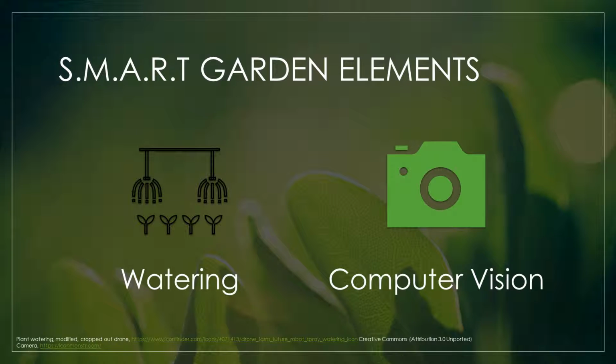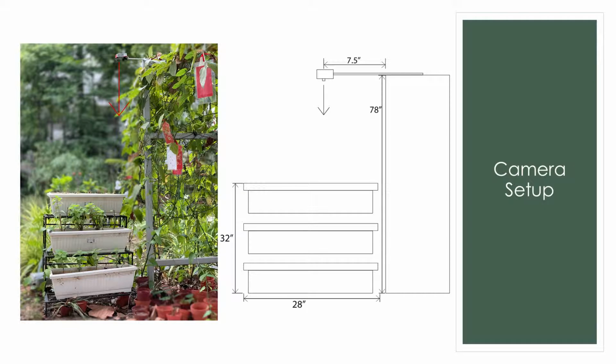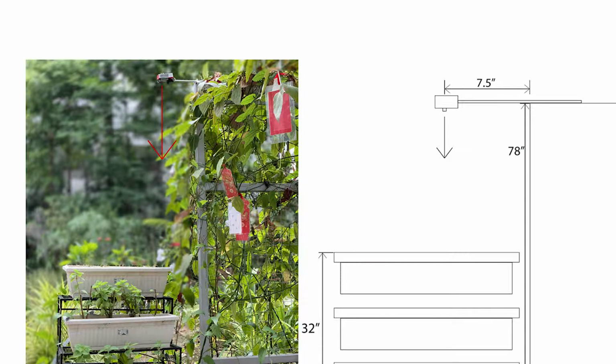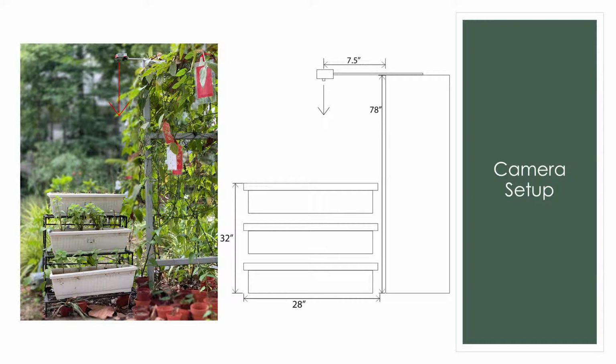Now we move on to the computer vision portion of the system. Here we see the layout of how the system is set up. The camera at the top is situated roughly 200 cm away from the ground. It is configured to point down towards the plants below. We will later see what the camera sees.